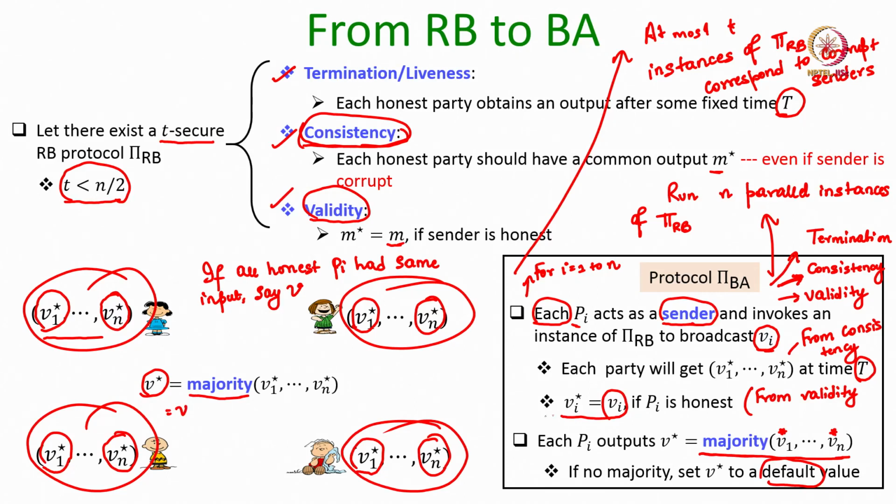This is because we have argued that the validity property of pi RB ensures that the RB instances for the honest sender parties will produce the output V, V, V, V, V. So, for instance, if P1, P2 up to P of n minus t are the honest parties, then the first n minus t components in the output vectors of each party will be V, V, V. The remaining t could be any values, but since we are assuming t is less than n over 2, that means the majority of the values in the output vectors of all the parties will be V, and that is why V star will be V, and that is why the validity property of the BA protocol will be retained.